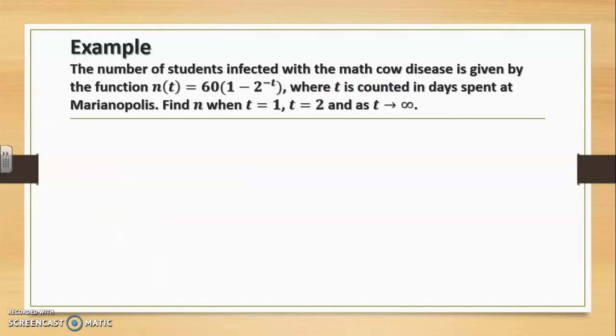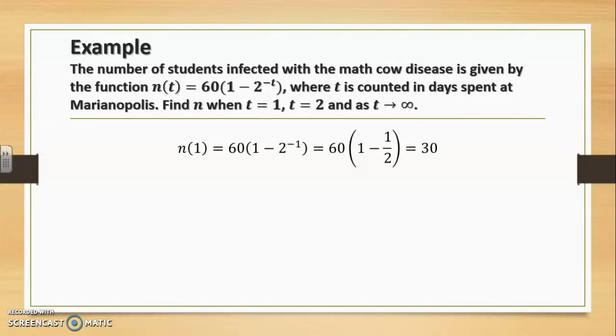Here's an example where we are describing the number of students that are infected with the mad cow disease, and the function N of t equals 60 times (1 minus 2 to the minus t) represents the number of infected students. T is counted in days spent at Marinopolis. Find N, so find the number of infected students when t is 1, 2, and as t goes towards infinity.